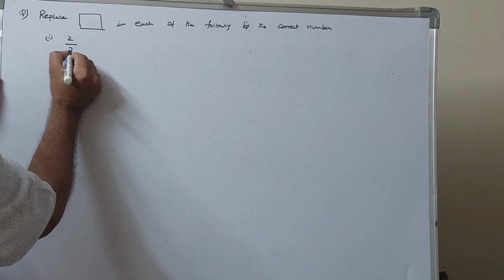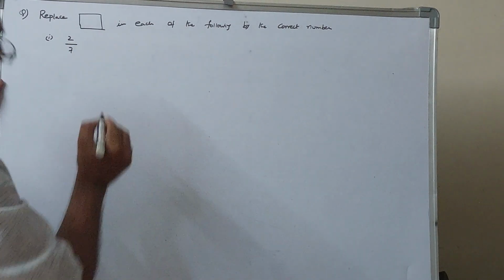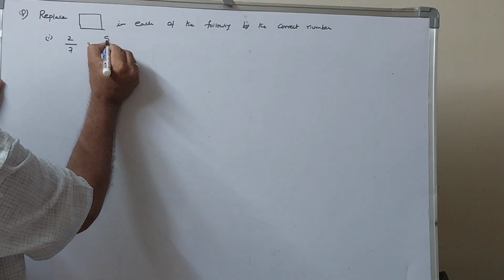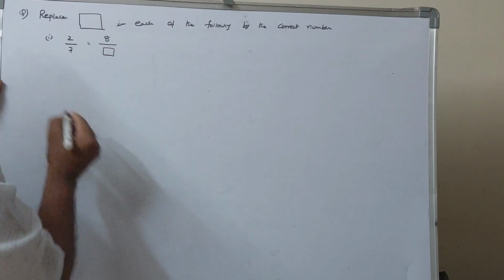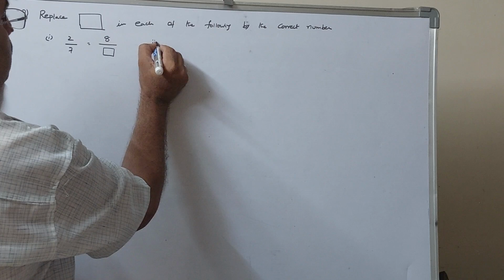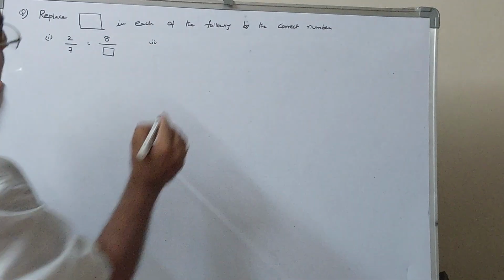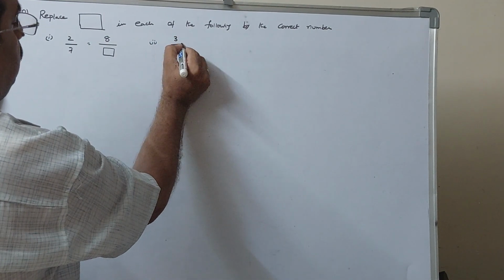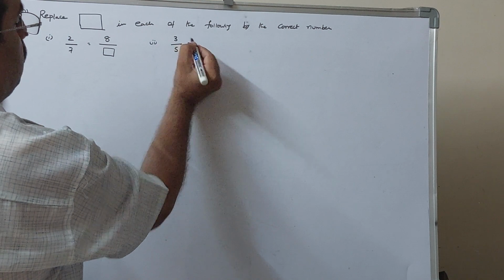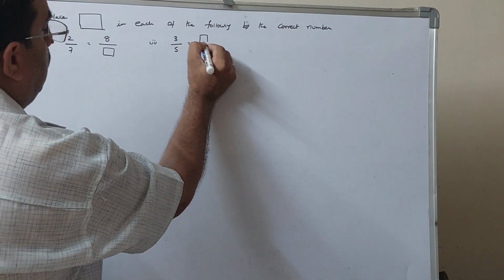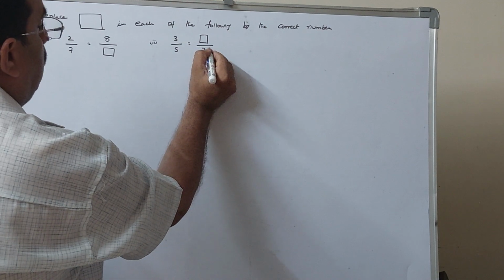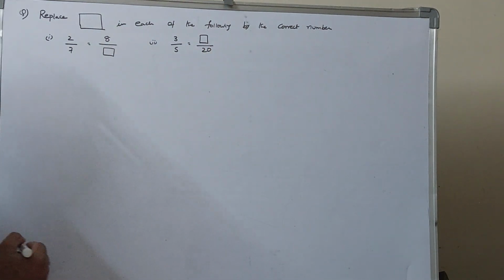First one is 2 by 7 is equal to 8 by this. Second one is 3 by 5 is equal to this by 20.